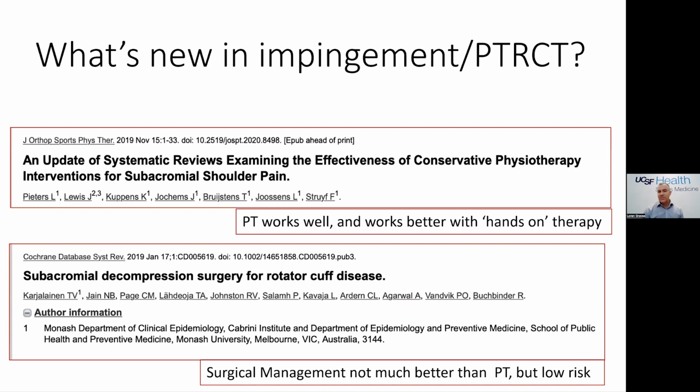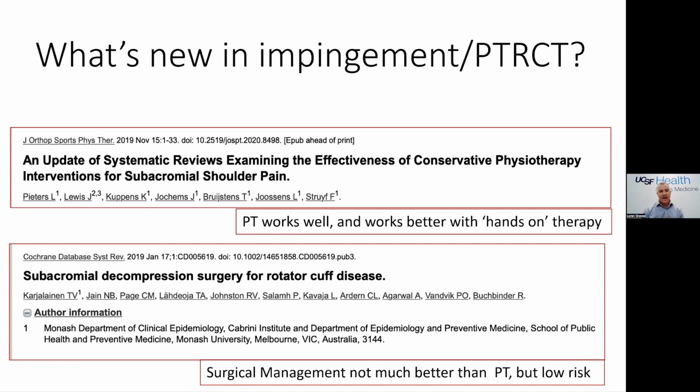So in terms of management of impingement and partial thickness rotator cuff tears, there's really good evidence that our primary treatment should be non-operative. So this was a nice study that came out a couple years ago now, where they updated all the systematic reviews examining the effectiveness of conservative physical therapy. I don't know if there's non-conservative physical therapy, but I think they meant just without ultrasound, without any injections.